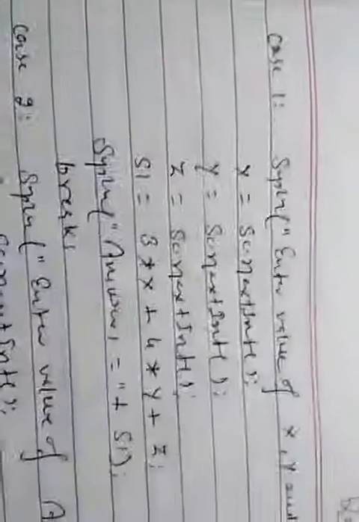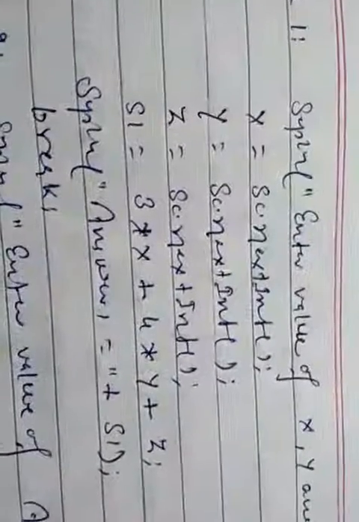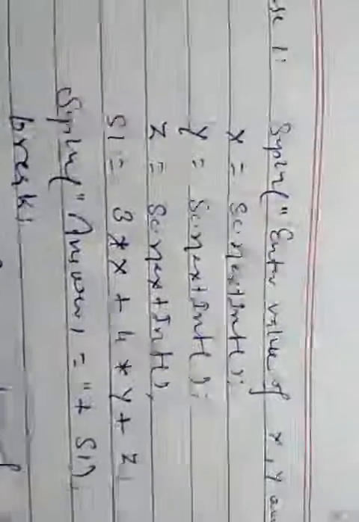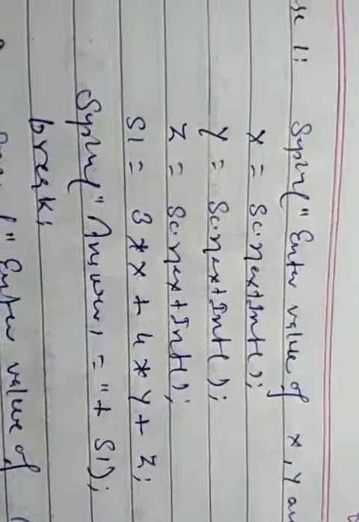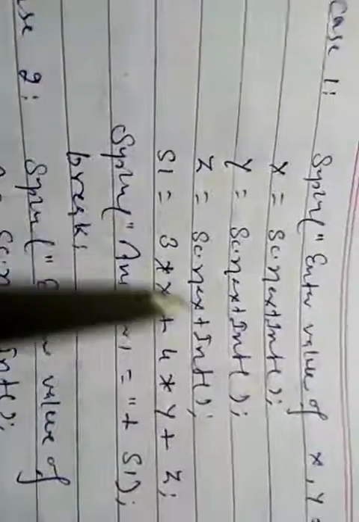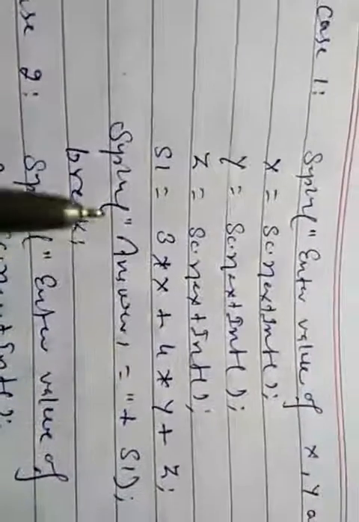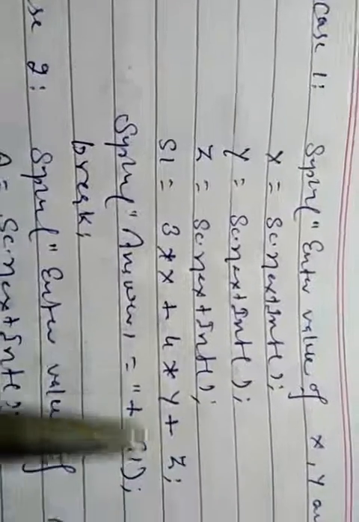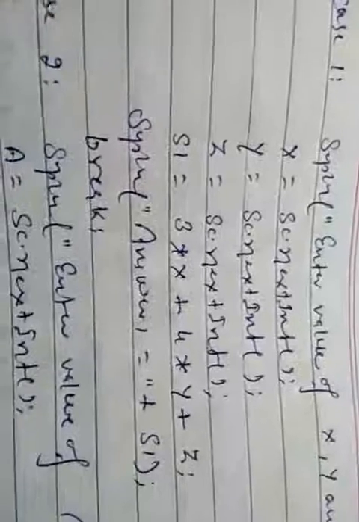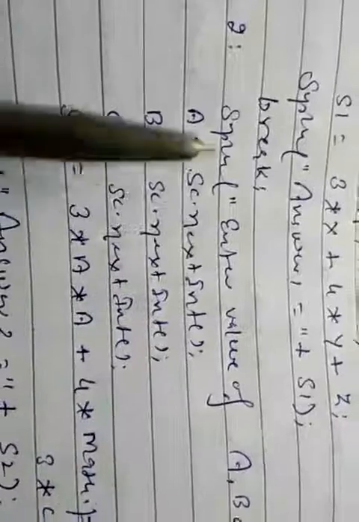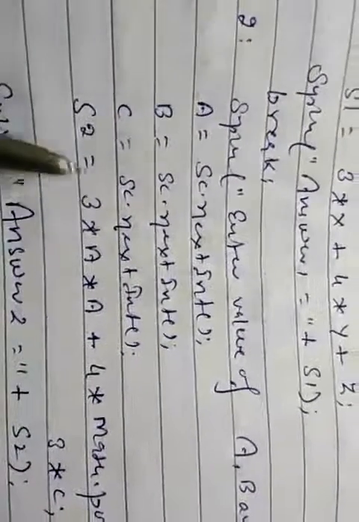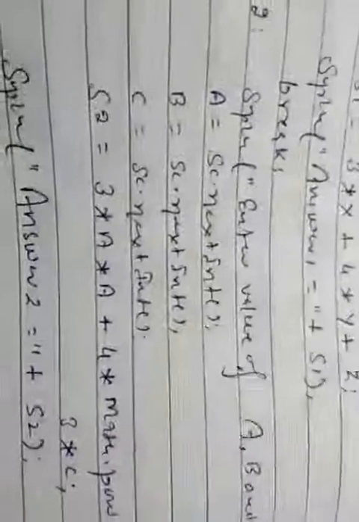Case number first: enter the value of x, y, z. So we are inputting the values of x, y, z: x equals sc.nextInt, y equals sc.nextInt, and z equals sc.nextInt. Now s1 equals 3x plus 4y plus z in the form of a Java expression, and print the answer 1 equals s1. Similarly, in the second case, we want to input the values of a, b, c. So a equals sc.nextInt, b equals sc.nextInt, and c equals sc.nextInt.